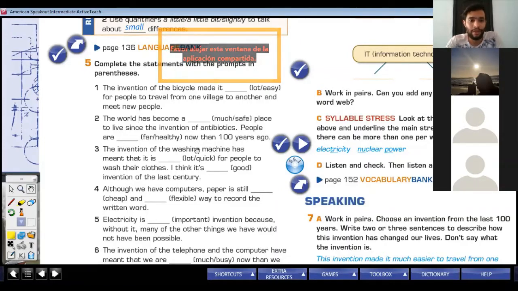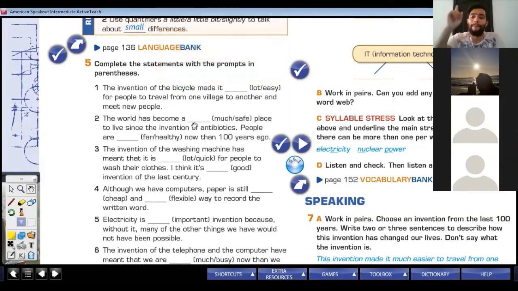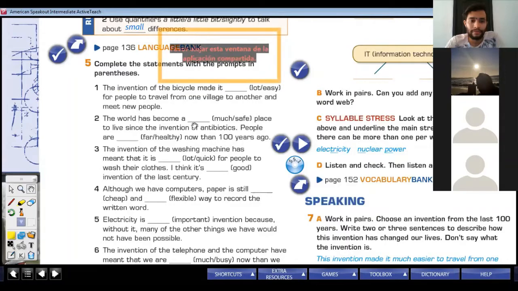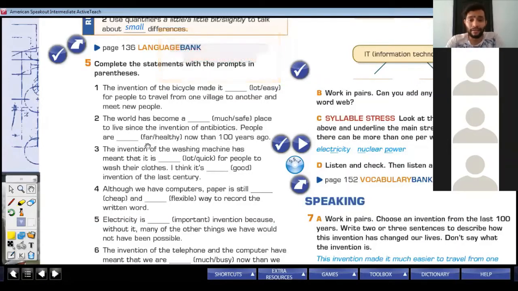Very good. Number 2. The world has become a... complete it please. Much safer. A much safer place to live since the invention of the antibiotics. People are far healthier. Far healthier than 100 years ago. Yes, 100 years ago.